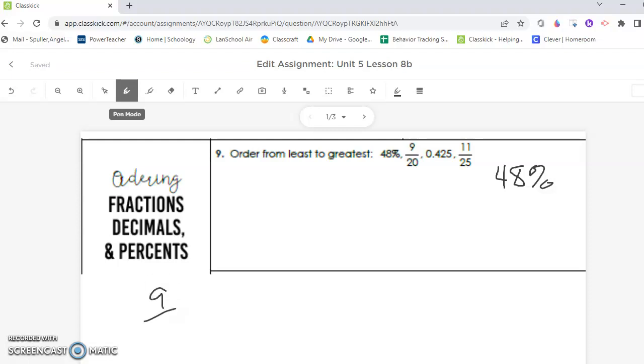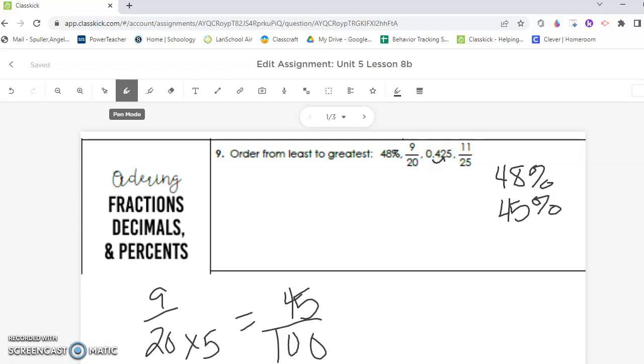9/20. Let's make that 9 over 20. If I multiply it by 5, I can get it to 100. So this would be 18. Oh, nope, not 18. I don't know why I said 18. Got to multiply it by 5. This would be 45 over 100. So 45%.